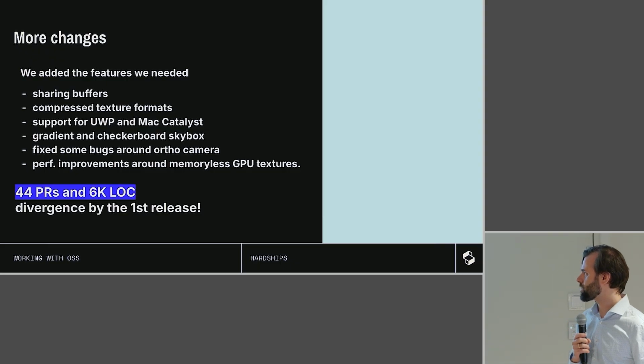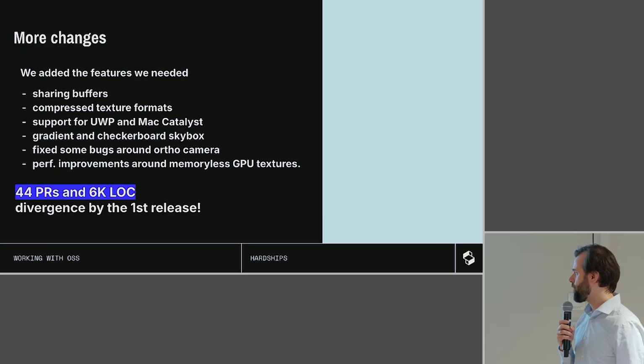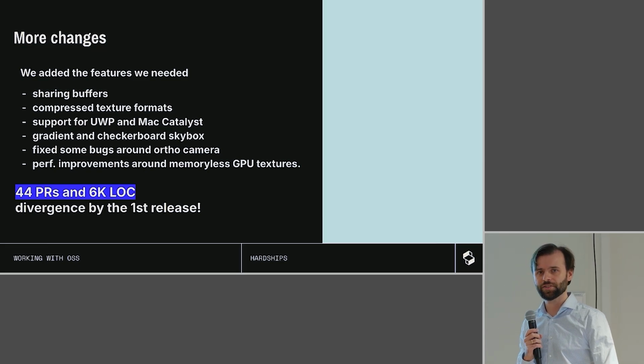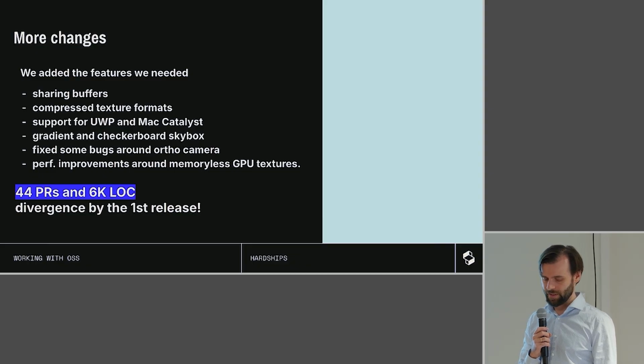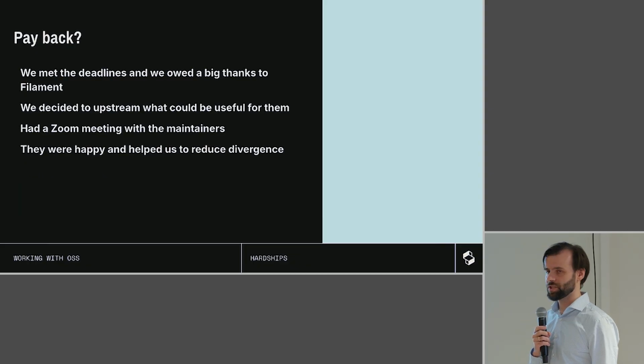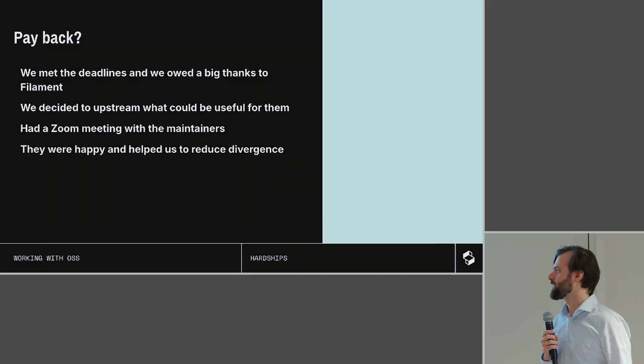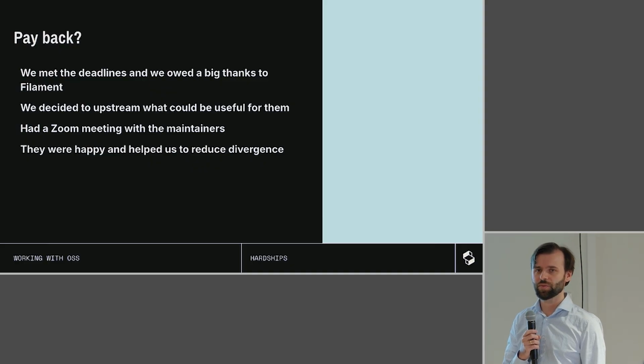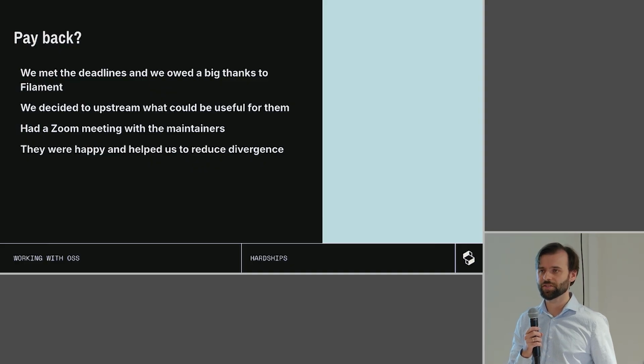We kept adding them. And by the time of the first release that I mentioned in one of my previous slides, we already had 44 PRs and 6,000 lines of code of divergence in our fork, which is a bit much. We wanted to reduce it. And also, we were very, very grateful for Filament. So we decided that, okay, some of these changes that we made, this could be upstream. This could be useful for everyone, not just us.